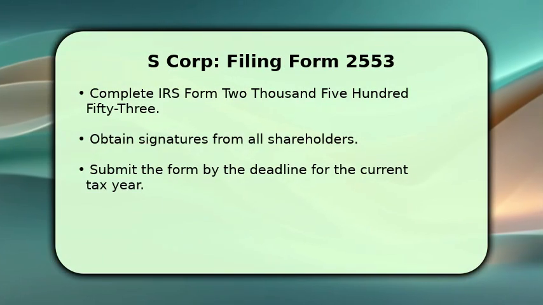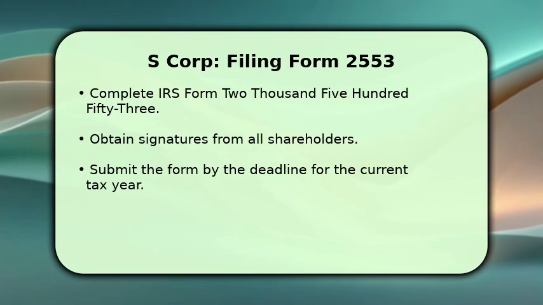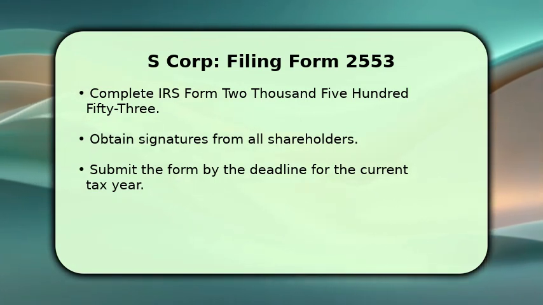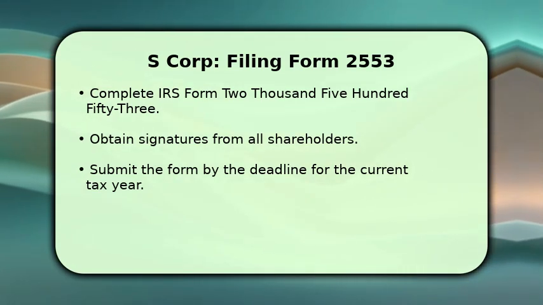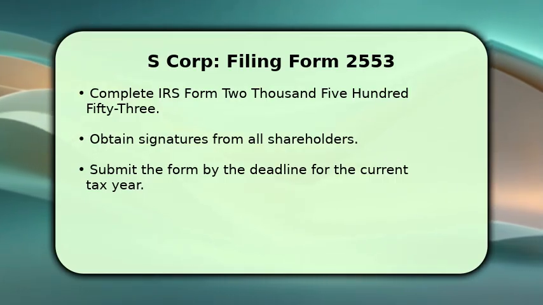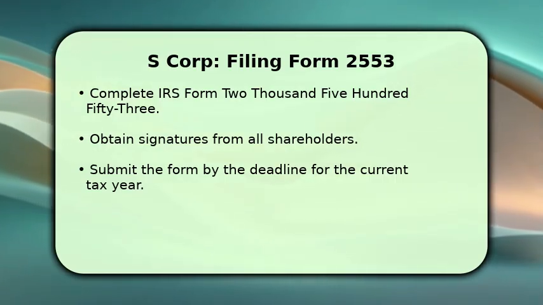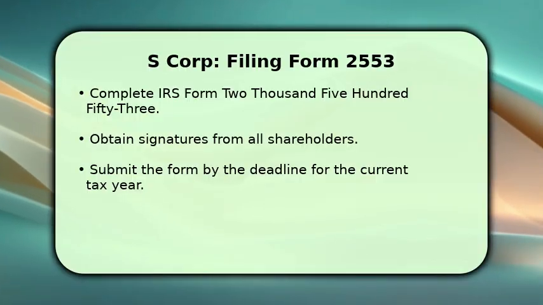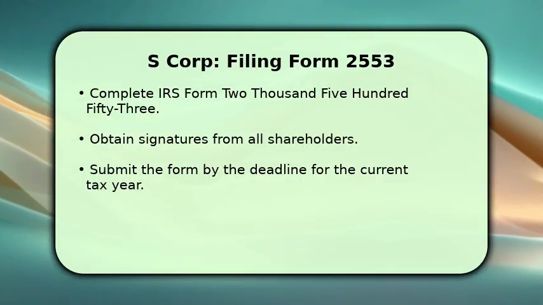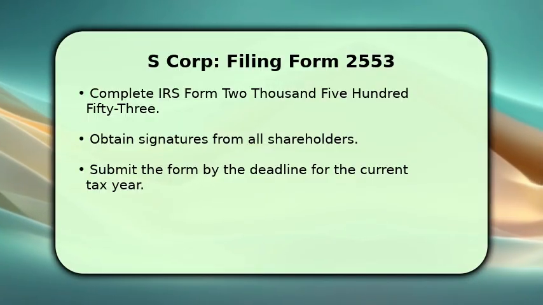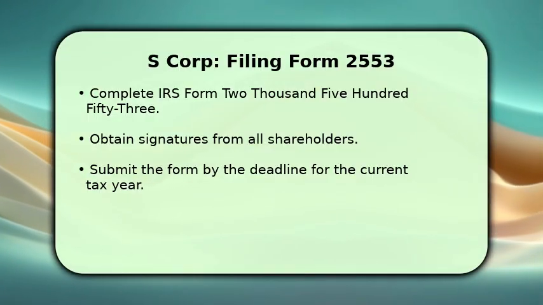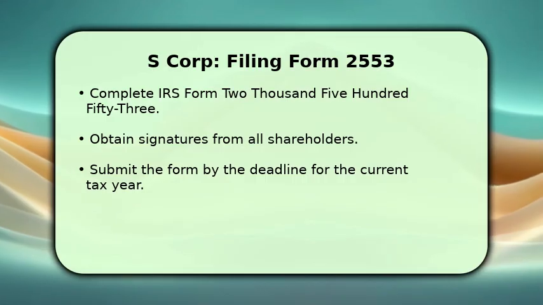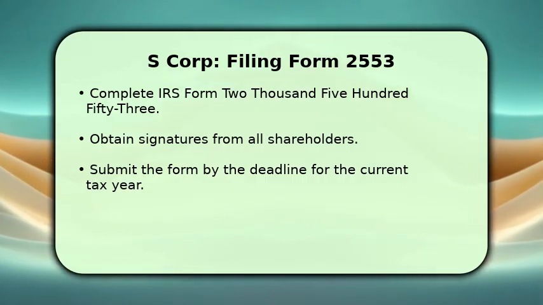The core of the application process involves IRS Form 2553, titled Election by a Small Business Corporation. You must accurately complete this form, providing all necessary business and shareholder information. Crucially, all shareholders must consent to the election by signing the form. Once completed, submit it to the IRS.